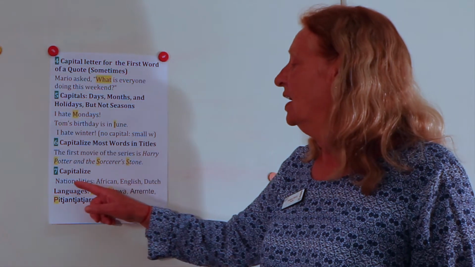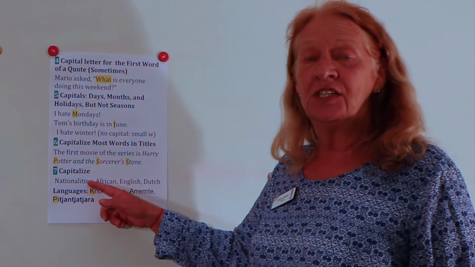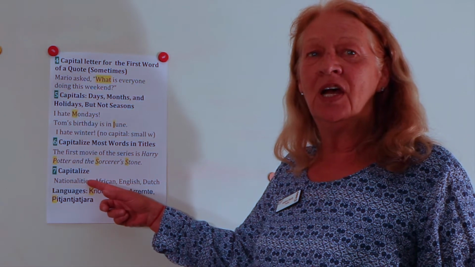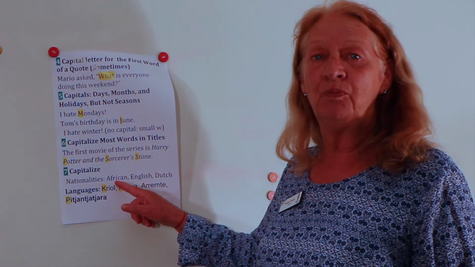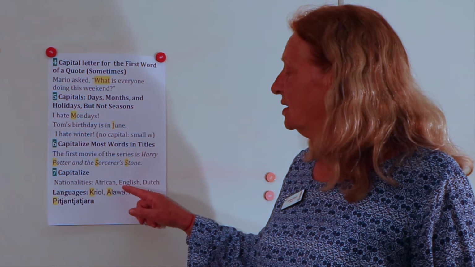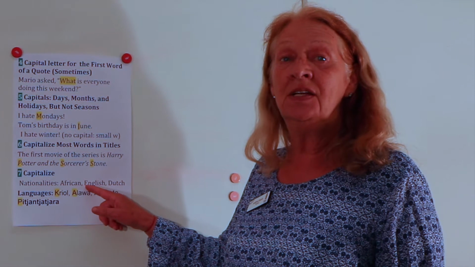Second last one, nationalities. So some of your teachers are from Africa, you know that, don't you? So their nationality is African. My family's from England, so my nationality is English.